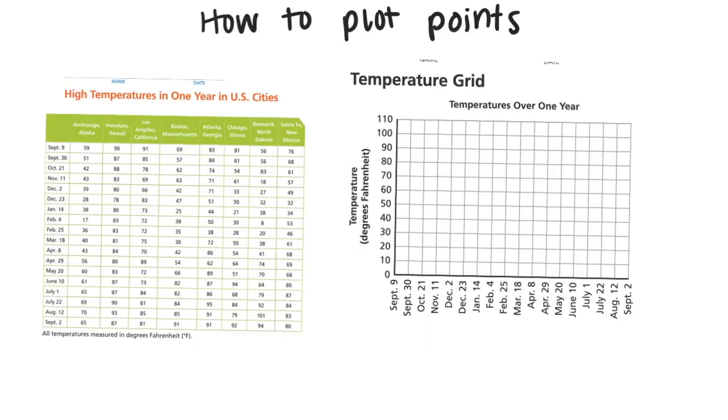Okay, so now we're going to learn how to plot points. So many times you will be given a chart like this. Okay, where we have right here the different cities in the United States that had recorded their temperatures. Okay, and these are all measured in Fahrenheit. And then you will get a graph like this and you would have to plot it. Okay, so how do we do this? How can we plot our points?